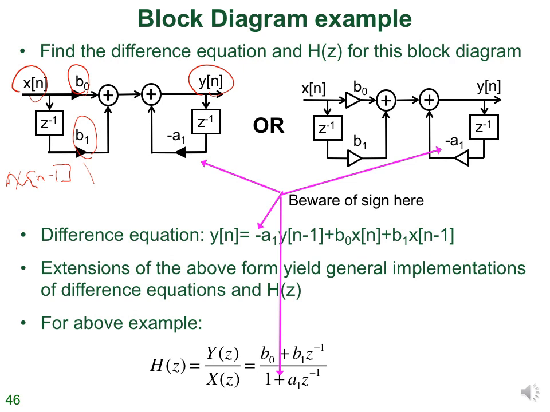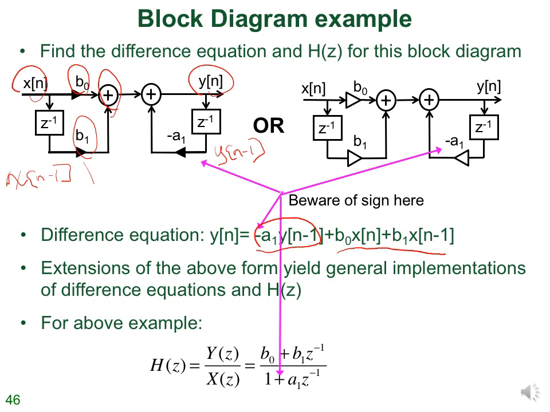And then here at the output of this delay, we have y of n minus 1. And so that multiplies minus a1. And that's added to b0 x of n plus b1 x of n minus 1. And so that forms the complete output y after those are all added together.